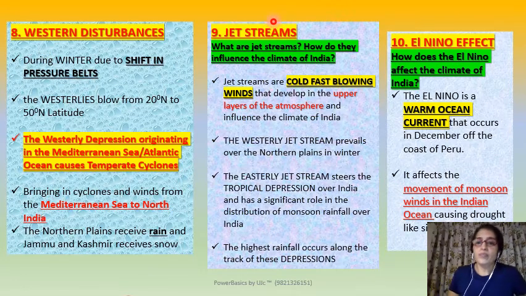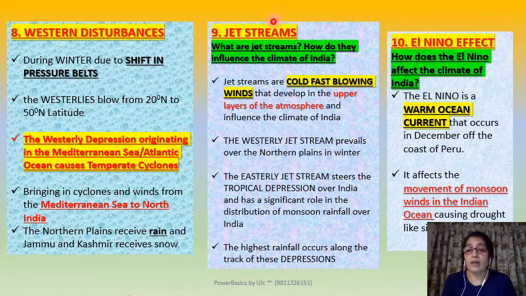So, the El Nino effect is a warm ocean current that occurs in December off the coast of Peru, and it affects the movement of monsoon winds in the Indian Ocean, causing drought-like situations. So you should know El Nino effect is a warm ocean current off the coast of Peru. It affects the movement of monsoon winds where? In the Indian Ocean only, causing a drought-like situation. It doesn't let the monsoon winds reach India. Okay.